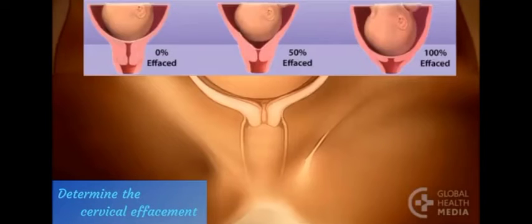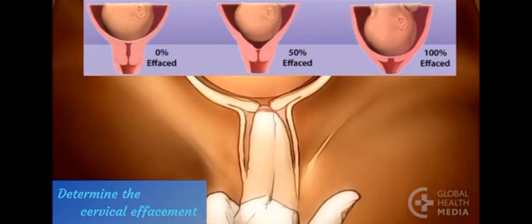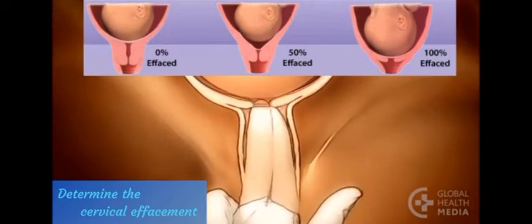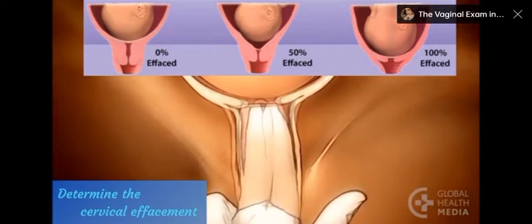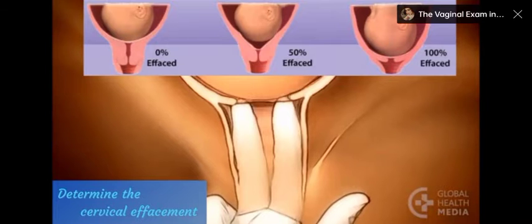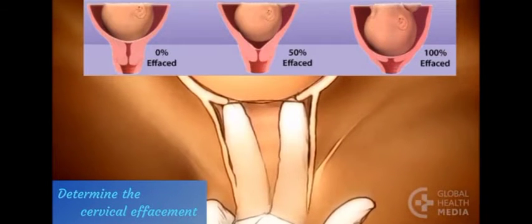The degree of cervical effacement is usually expressed in terms of the length of the cervical canal compared with that of an uneffaced cervix. When the length of the cervix is reduced by one-half, it is 50% effaced. When the cervix becomes as thin as the adjacent lower uterine segment, it is completely effaced.